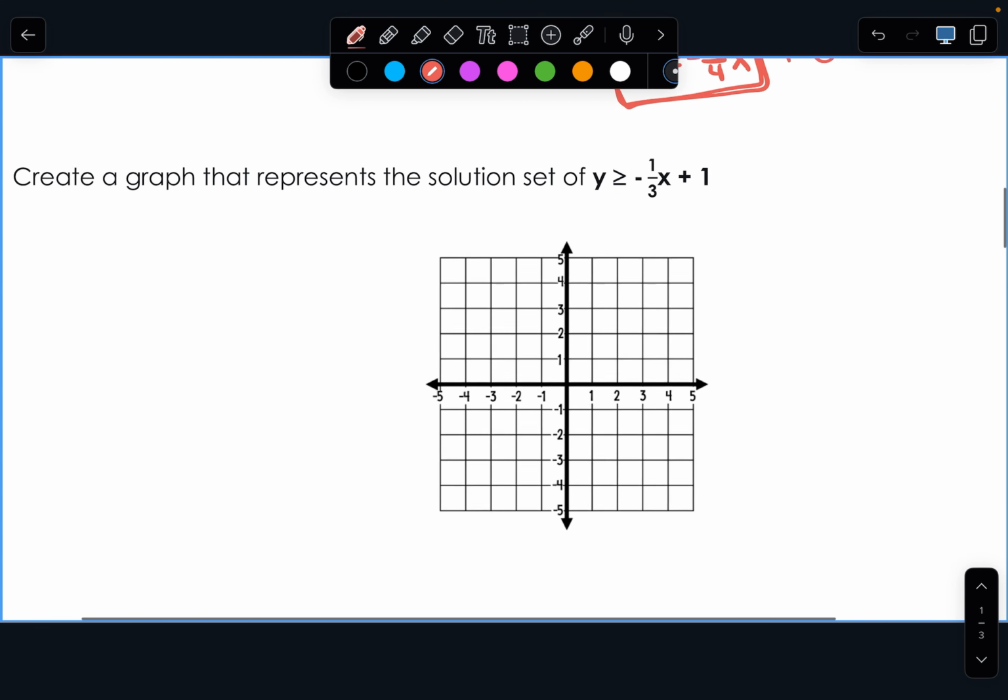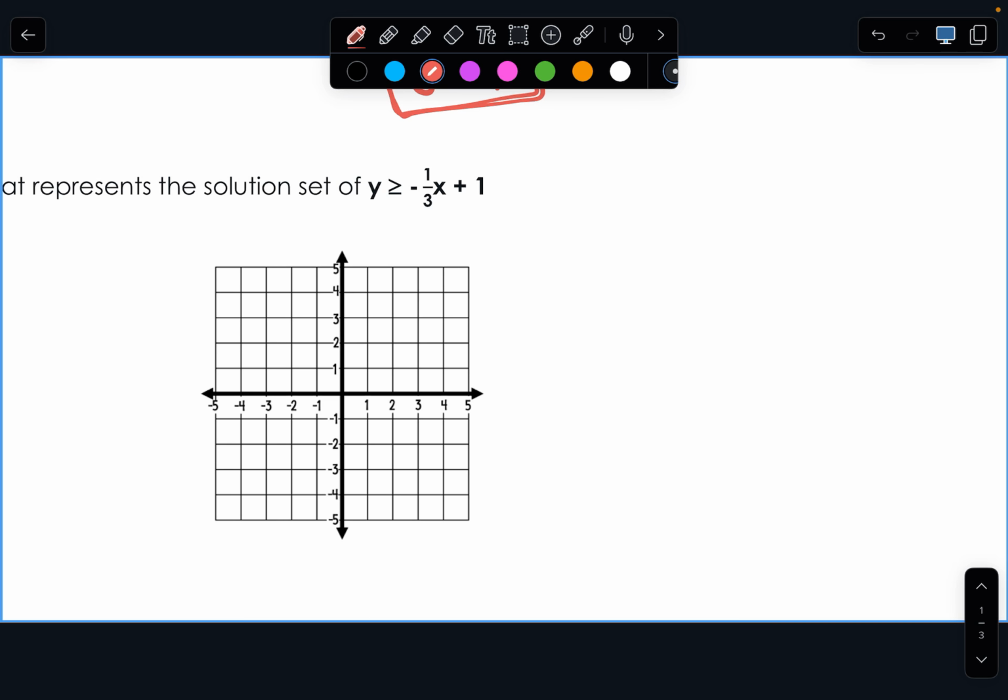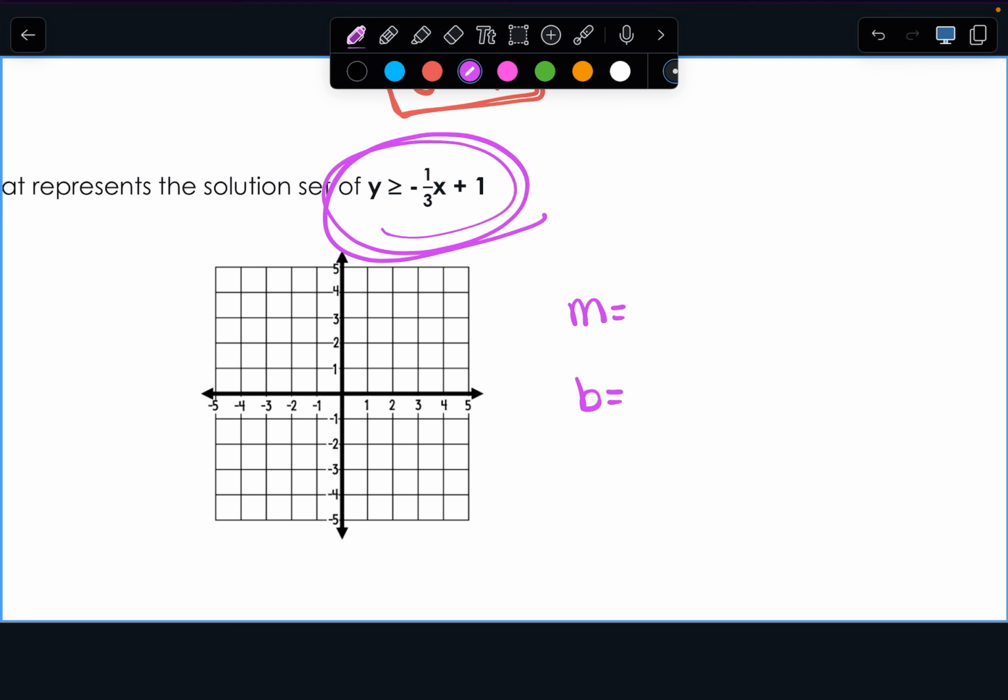Next one. You want to create a graph. When you create a graph, you need 2 things. What 2 things do you need? Slope and the starting point, which is the y-intercept. Correct. Now, can I get the slope and the y-intercept from an equation or an inequality written this way? Yes, because it is what? What must it be in order to do that? It must be solved.